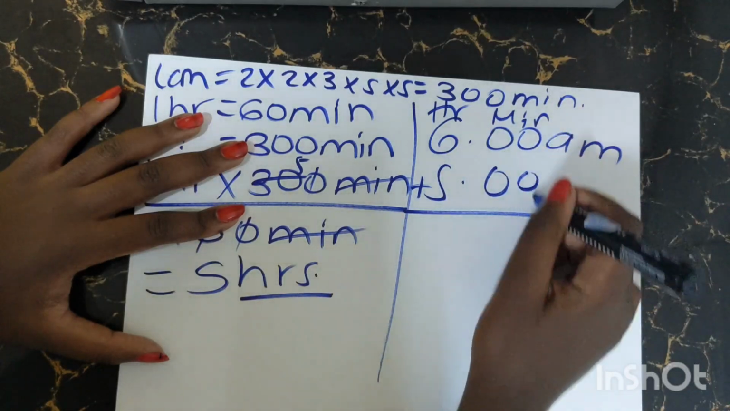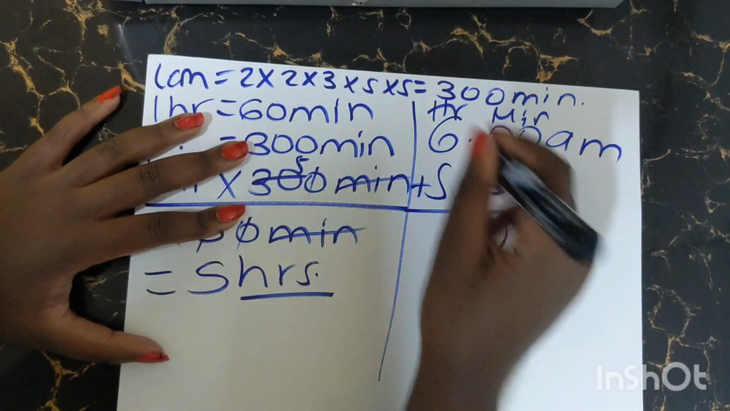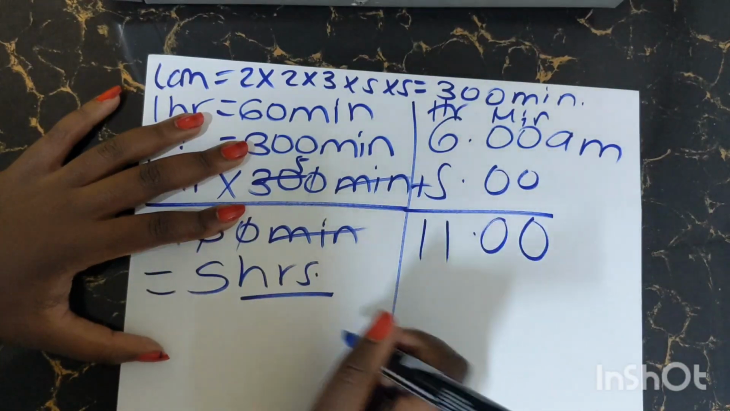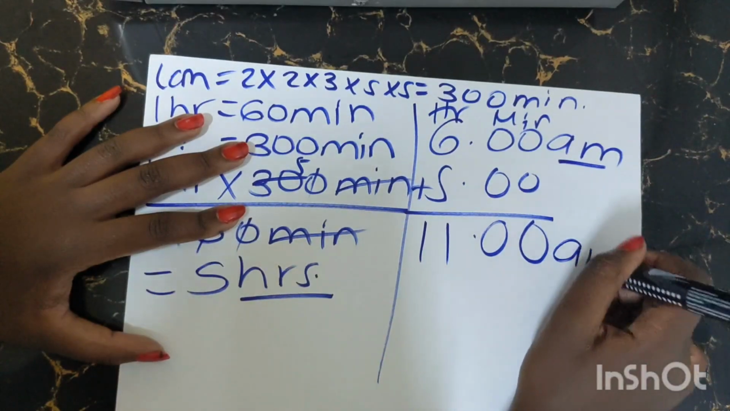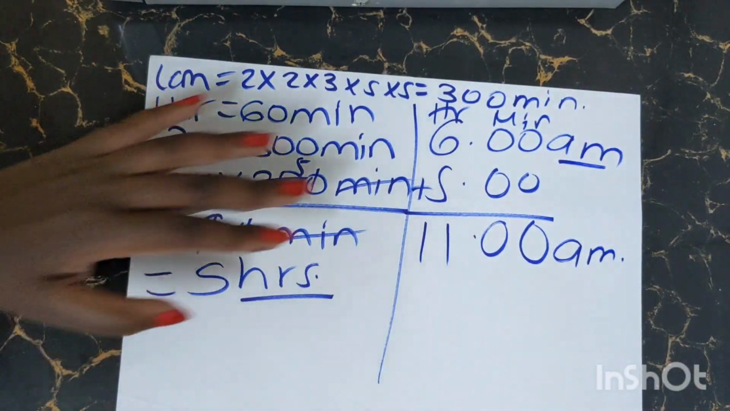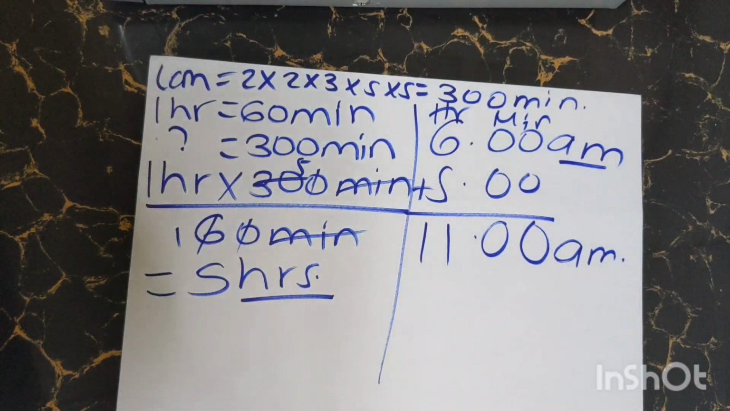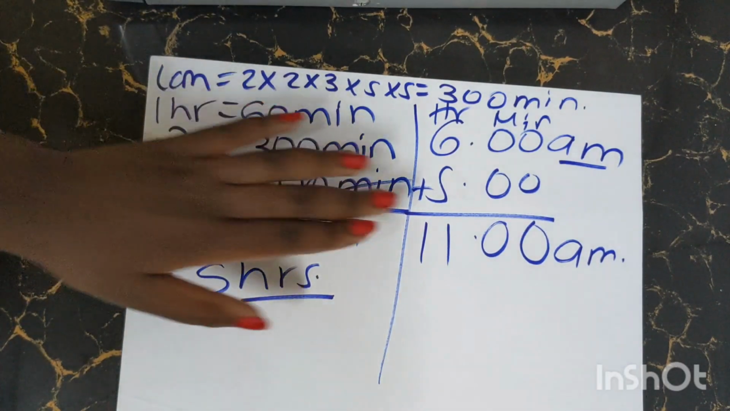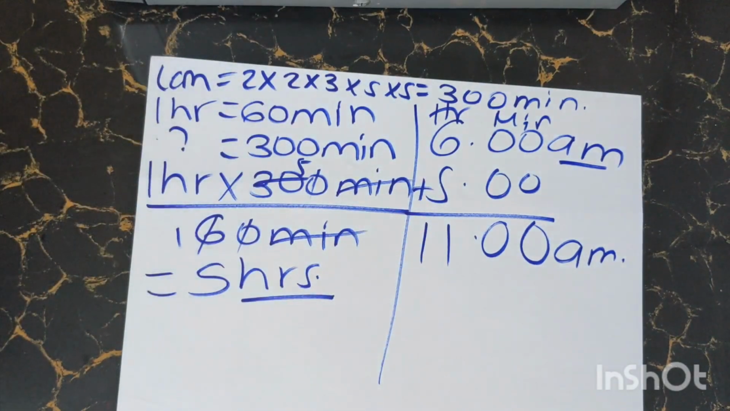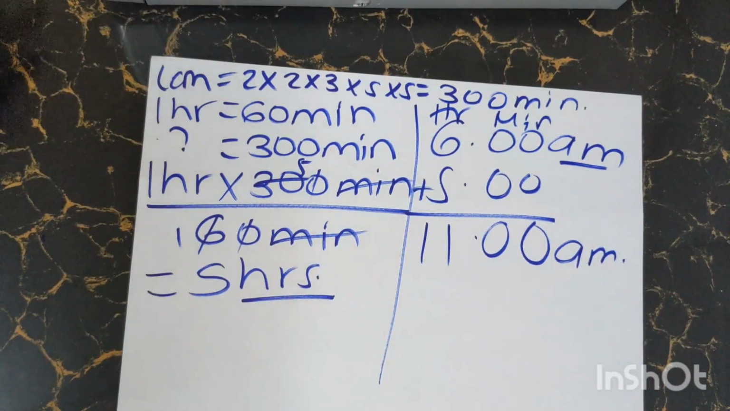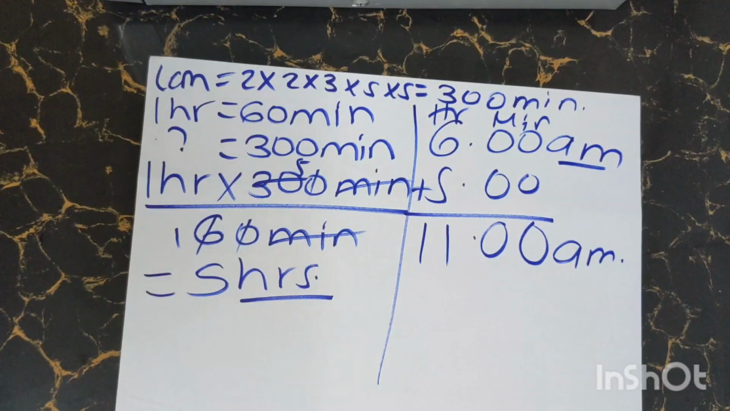We get 0 0. 6 plus 5 is 11. Okay, so we are still on the AM side. If we were to get 12, then we'd have moved to the PM side. But now when we add that, we get 11 a.m. So that means that the next time that the bus services will leave together will be 11 a.m.